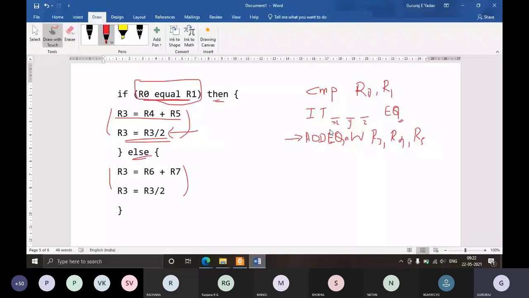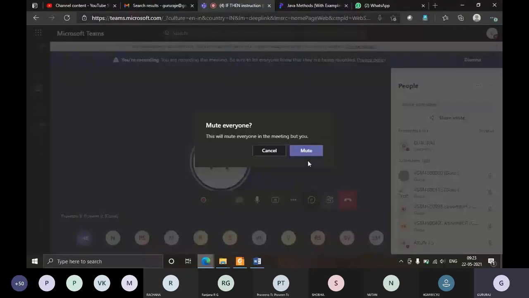This X value will always give you the condition when the second statement should be executed. So when should the second statement execute? In this case, if R0 is equal to R1. Hence, if this condition EQ is true, then only the second statement should execute. So that is why the X value will be T, true.